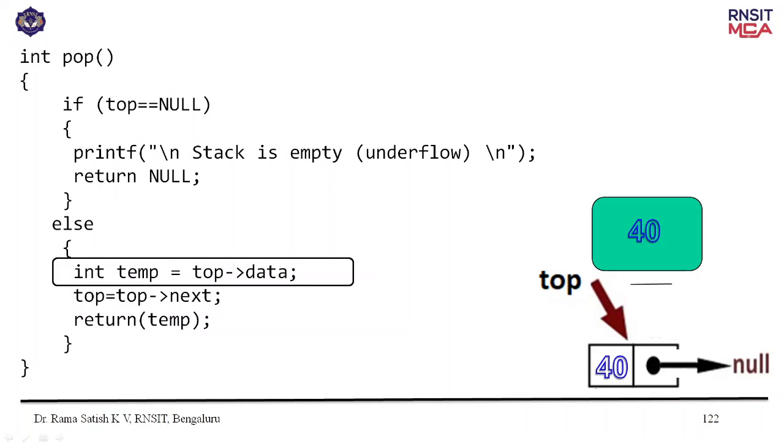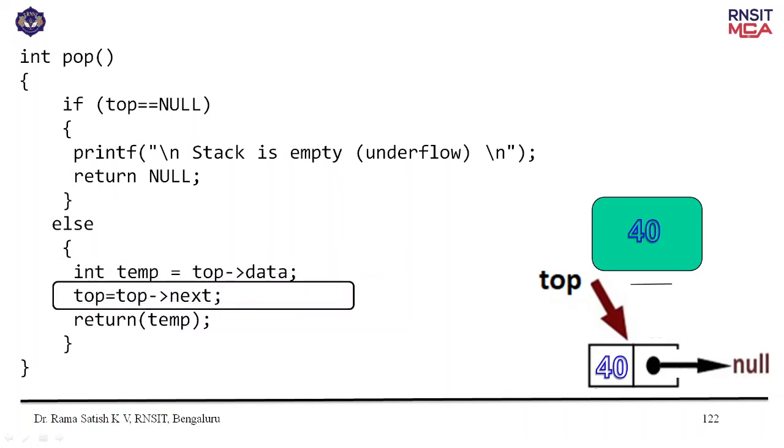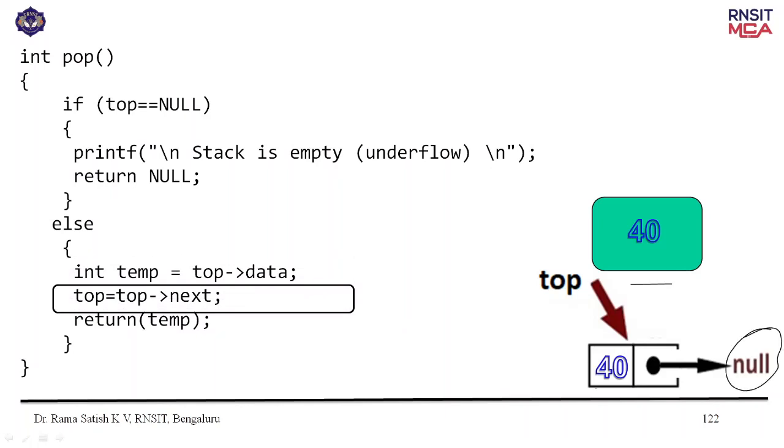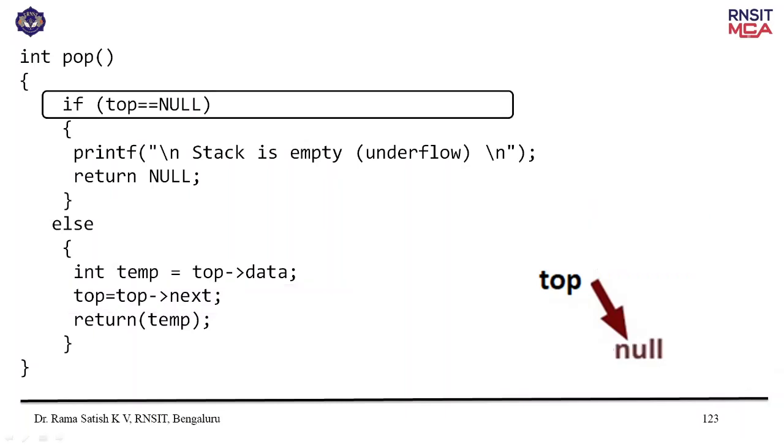Okay. And next, what is it that you are doing? Top is equal to top of next. What happens? Top of next is what? Null. So top moves to the null. As top moves to the null, whatever element it is there is going to be deleted, and you are going to return. Now top is pointing to null.